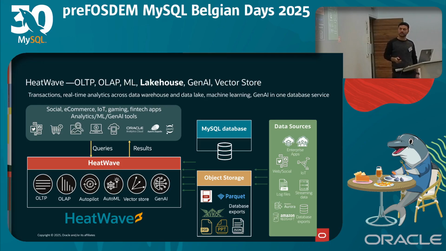The Lakehouse part is all about having data in the object storage, which is a cheap storage in a cloud provider, and the data is in various formats. It can be CSV, Parquet, Avro, which are the most common open data formats, as well as any database export that you have taken from a different database system, or in the vector store use case, it could be documents, any sort of PDF, and so on and so forth.